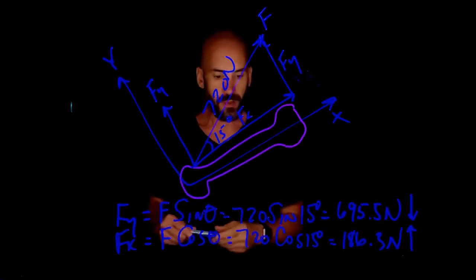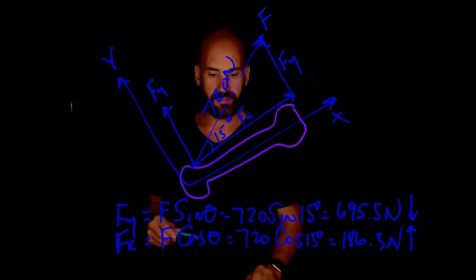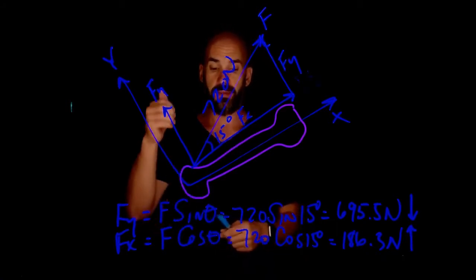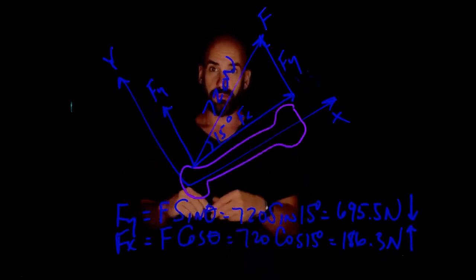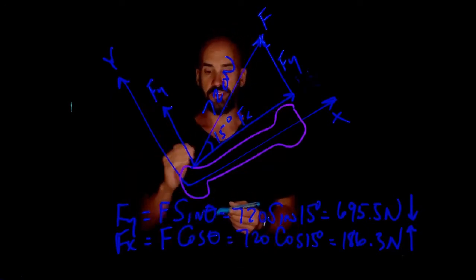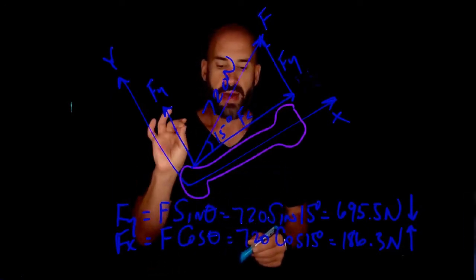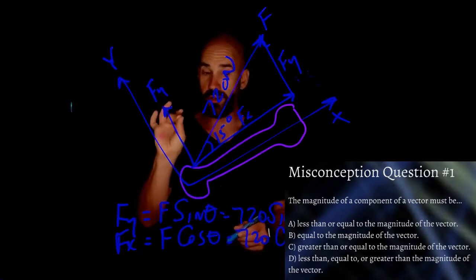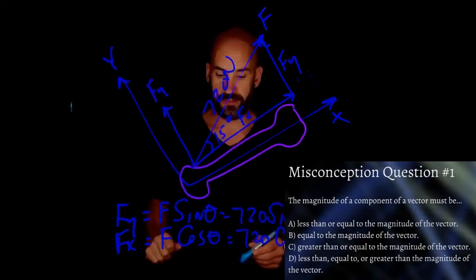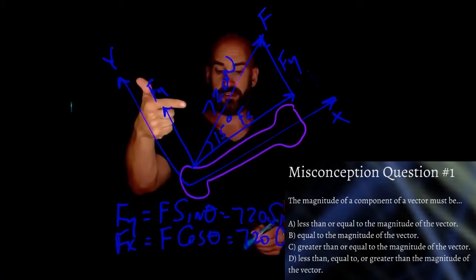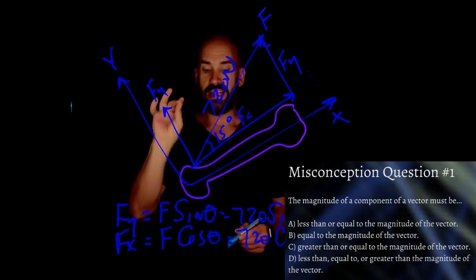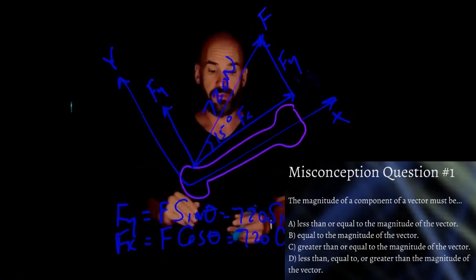All right, moving on. The next slide is just a recap of how to get the magnitude and direction from the components, so I'll move on from that. And then we have a misconception question. The question is, the magnitude of a component of a vector must be less than or equal to the magnitude of the vector, equal to the magnitude of the vector, greater than or equal to the magnitude of the vector, or less than, equal to, or greater than the magnitude of the vector.